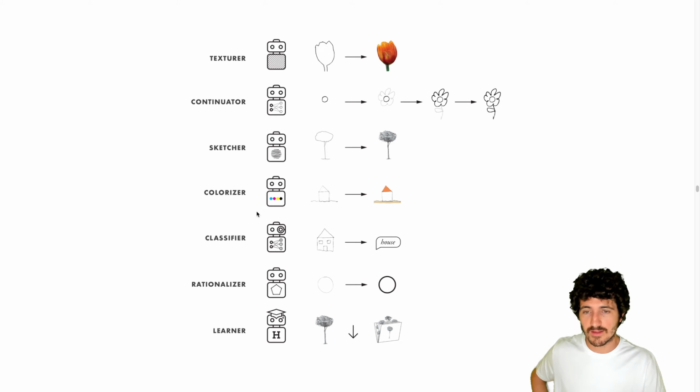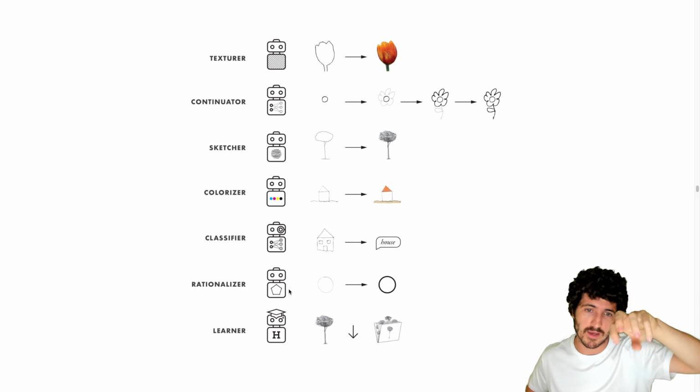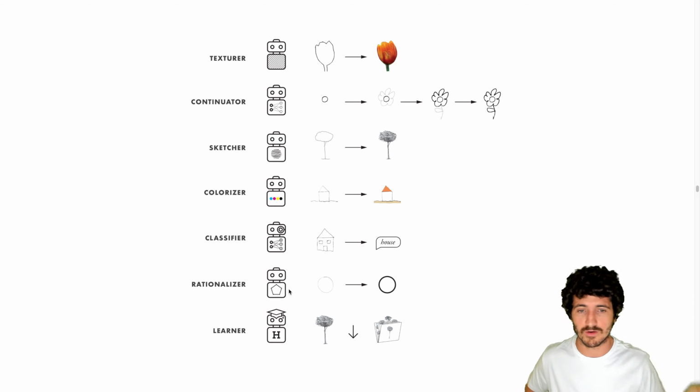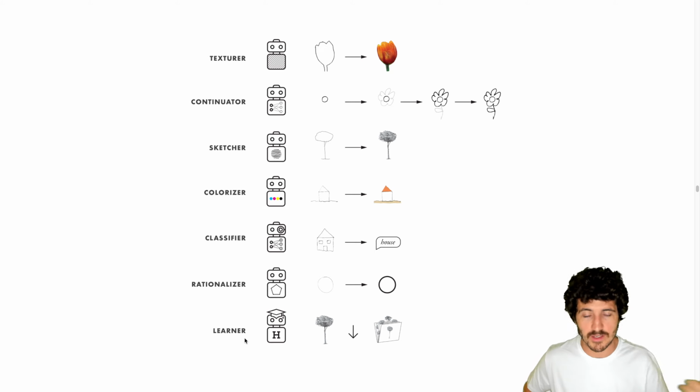Colorizer, I didn't get to train it. Classifier was just a classification neural network, and we'll see many of those. And rationalizer, I didn't get to do that one, but it would be something like trying to recognize the type of shape and rationalize it to a cleaner, platonic shape. Learner was just the concept of saving drawings that you were doing on the system to a folder, so you could later use them for retraining or for learning from the data set. And that's what we're going to do in this series as well.